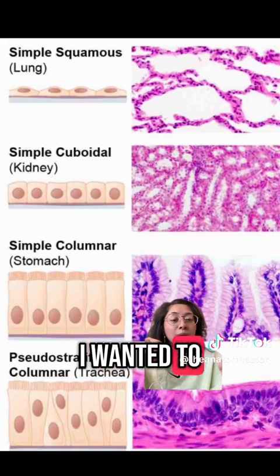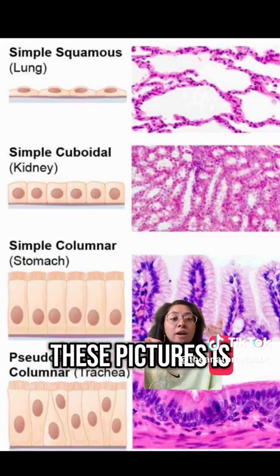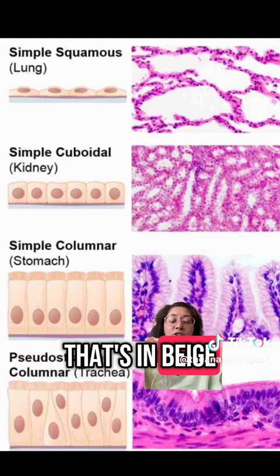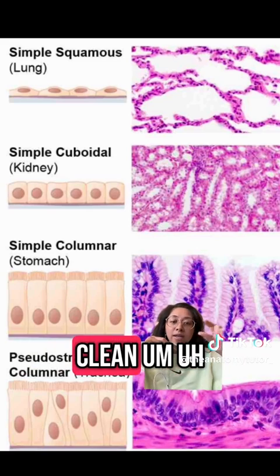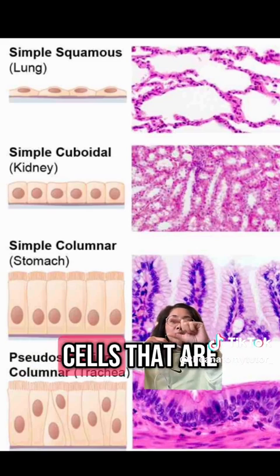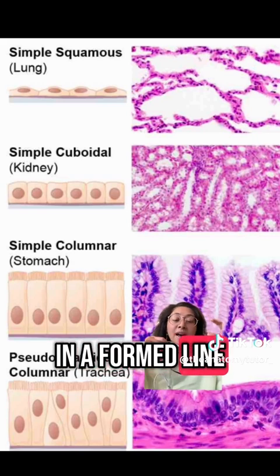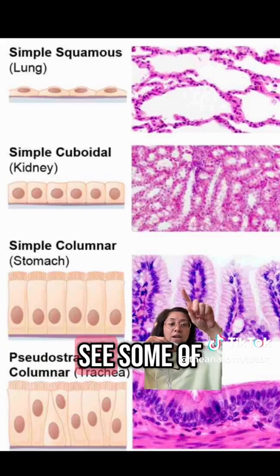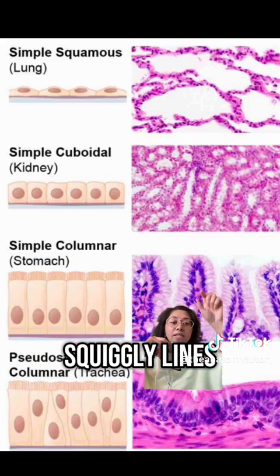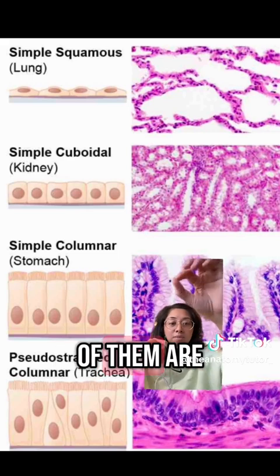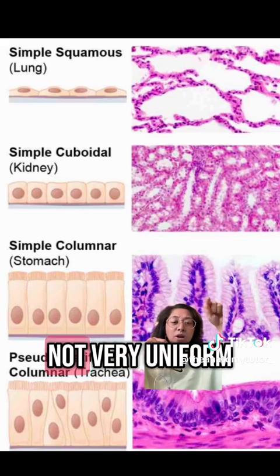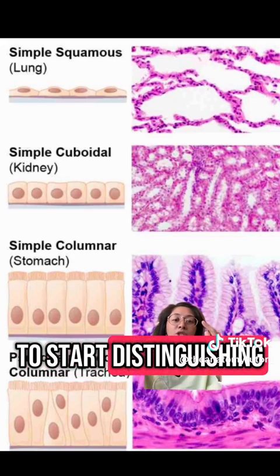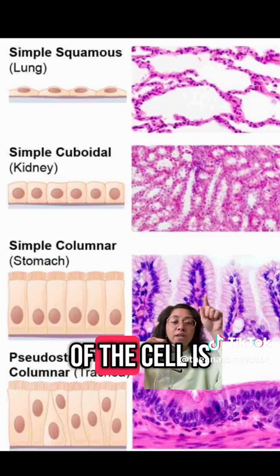So another thing I wanted to point out in these pictures is that although the graphic to the left that's in beige shows these really clean cells in a formatted line, that's not how they typically look in reality. As you see, some of these are squiggly lines, some of them are round, some of them are just not very uniform. So what you need to do is start distinguishing where the surface of the cell is.